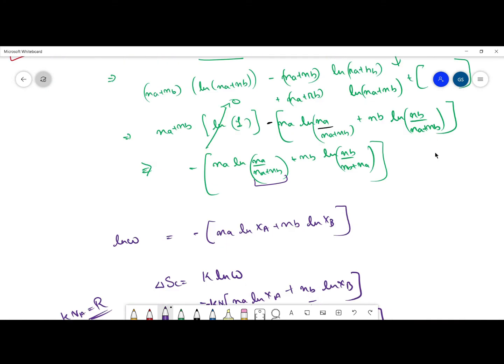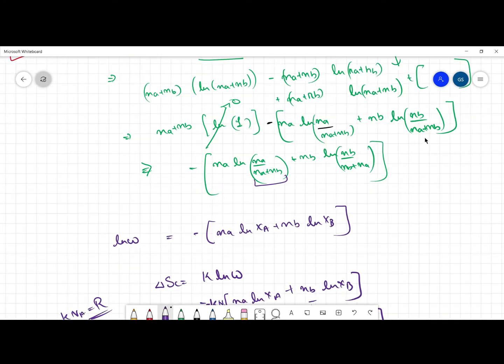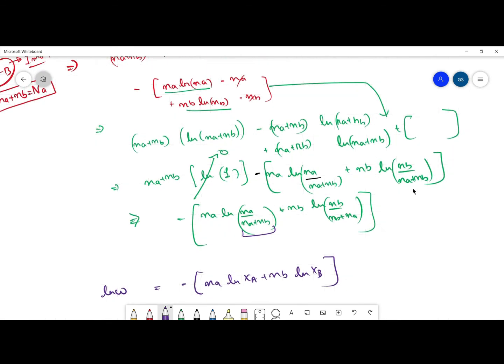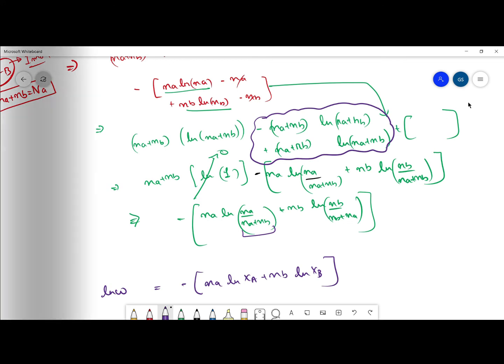I went through the proof pretty quickly. Just write that down once and you'll understand it. The main thing is we want to make this term ln 1, so we just divided by Na. For dividing by Na, we just have to add and subtract this term. So that's all we did. Let's see, in the next video, we'll study regular solution.